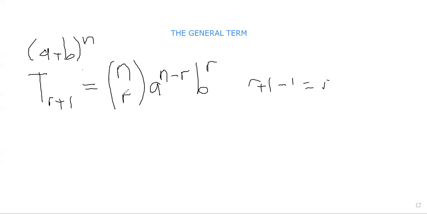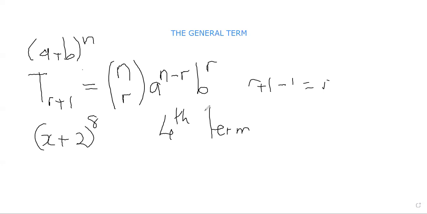So this is the formula that you use when you are asked to find a particular, a specific term in a given expansion. So let's say for example you have (x + 2)^8, and I want you to find the fourth term.